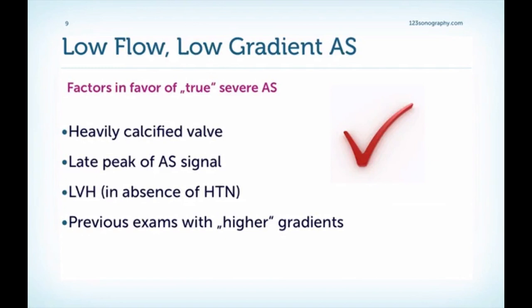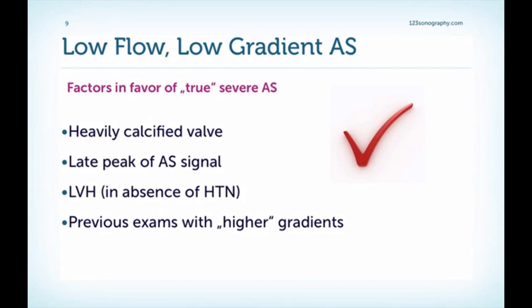So what are factors in favor of true severe aortic stenosis even before we perform dobutamine stress echo? When we see patients with heavily calcified valves, this is very suspicious of severe aortic stenosis. If you have a late peak in the Doppler AV signal, this is also very indicative of severe aortic stenosis.